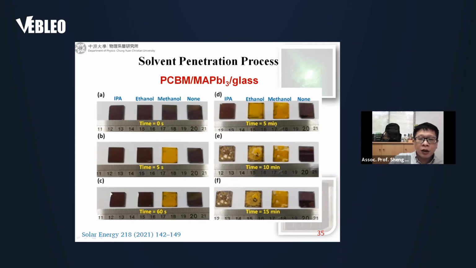So this is the experimental result. When we use the IPA, ethanol, methanol, and without any treatment, you can see here with time, the perovskite material will change color because the perovskite crystal will be dissolved by this solvent. Okay, so this is the demonstration. The perovskite can be dissolved after the diffusion process through the PCBM thin film.